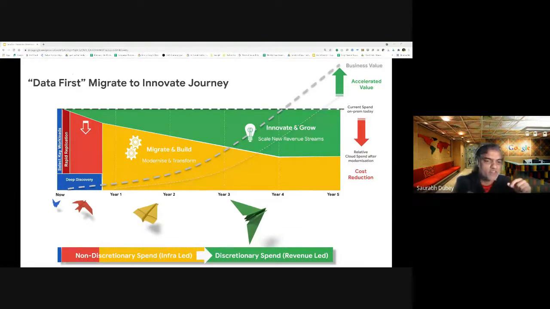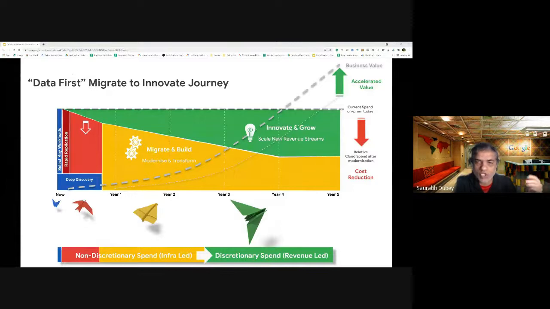In this section, if you see, over a period of time the yellow section is reducing and the green section is increasing. That means the amount of money they're spending on managing the overall data, and on modernizing their data lakes or data warehousing, is reducing over a period of time, but the value is significantly increasing. So that's what we are able to offer you.